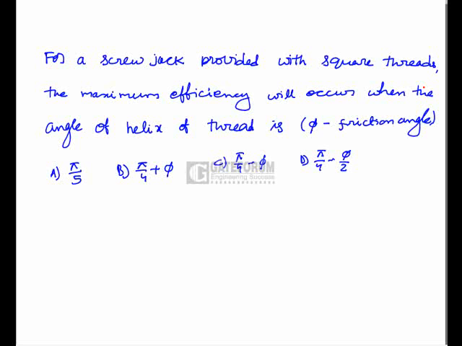For a screw jack provided with square threads, the maximum efficiency will occur when the angle of helix of the thread is, here where phi is the friction angle. Here in the given options, it is pi by 5, pi by 4 plus phi, pi by 4 minus phi, pi by 4 minus phi by 2. So in the given options, the right option is D. D is the right answer.